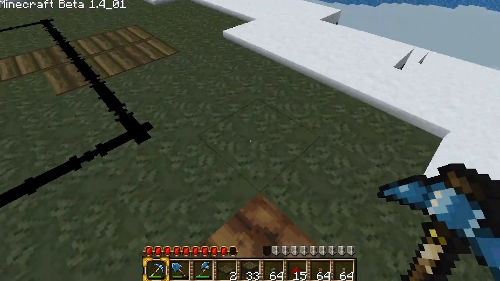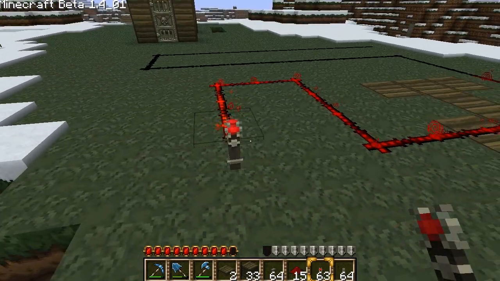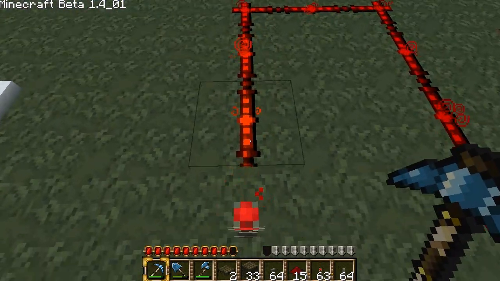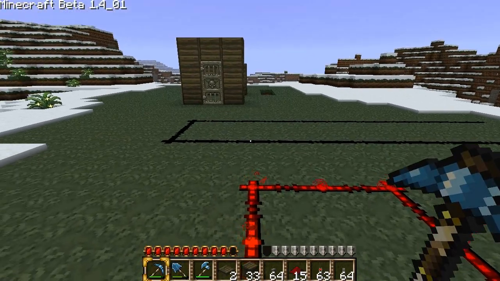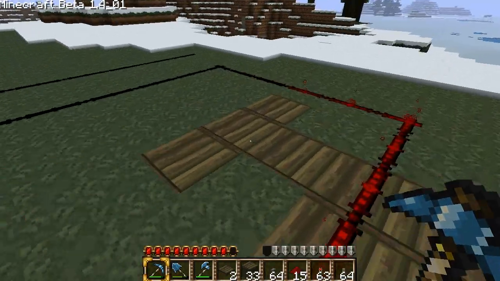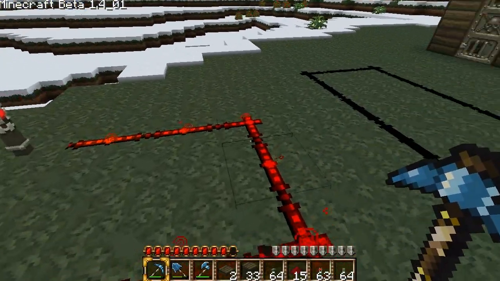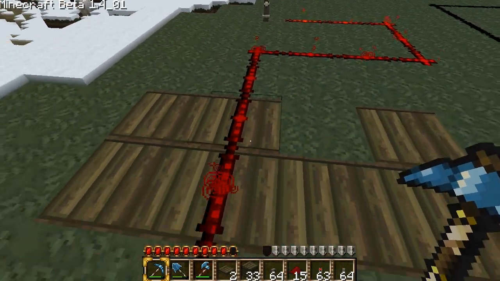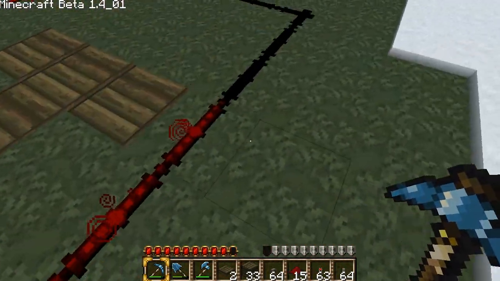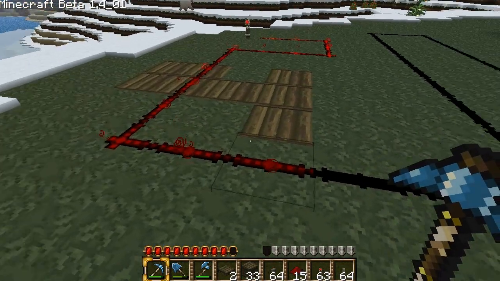And that is essentially how redstone is powered. But you may have noticed that this bit is powered, but the bit over there isn't. It's still black. And that is because redstone only has a range of 15 blocks. So 1, 2, 3, 4, 5, 6, 7, 8, 9, 10, 11, 12, 13, 14, 15, and the 16th block is off.